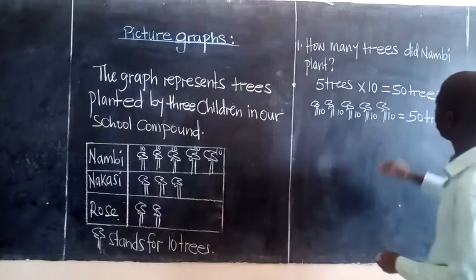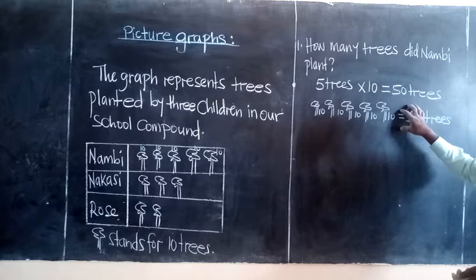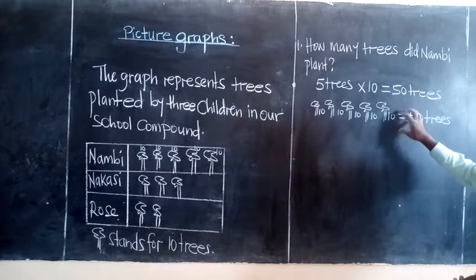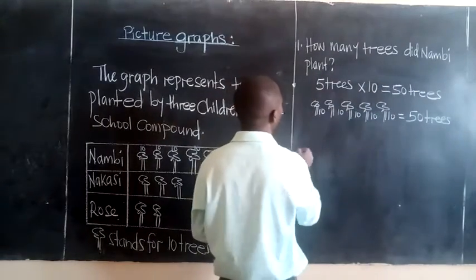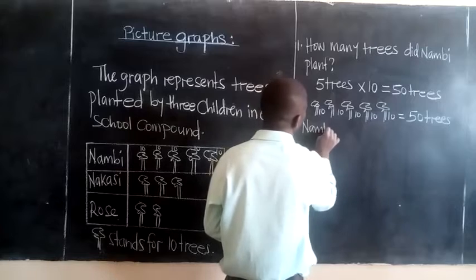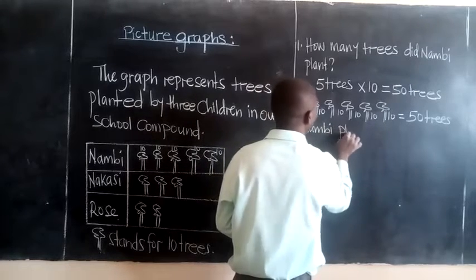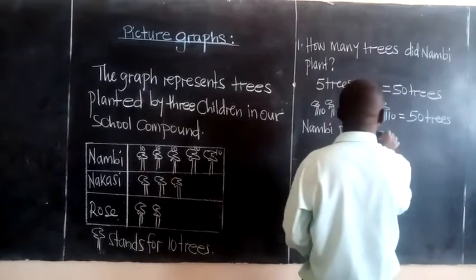So you can either do it in this form or in this form. Still you'll be able to get it right. You will get the marks. So there you will answer the question and say Nambi planted 50 trees.